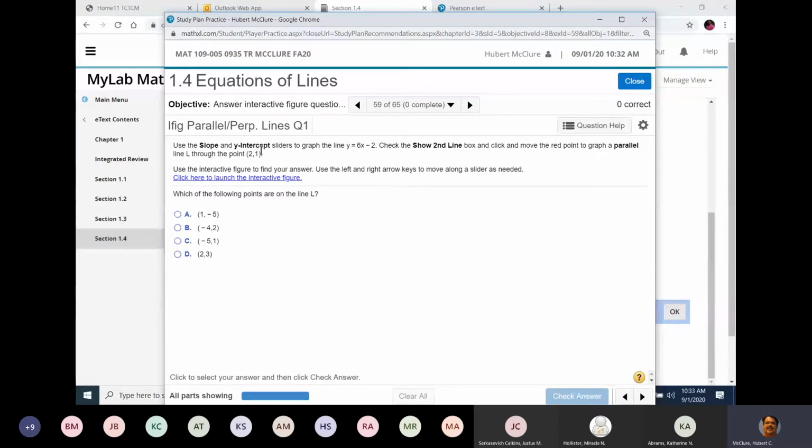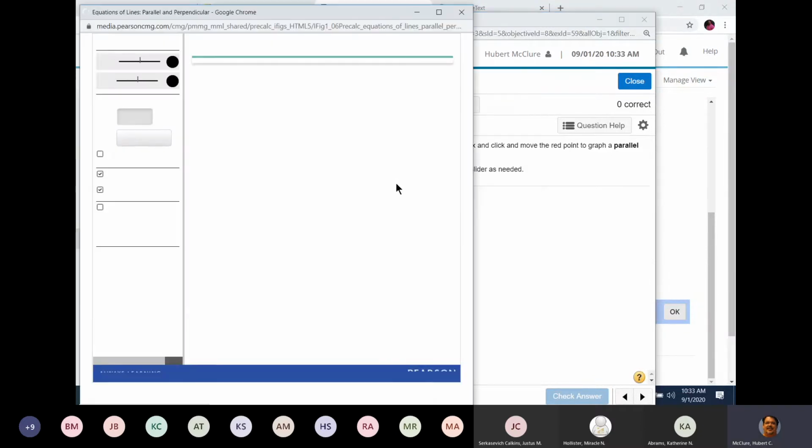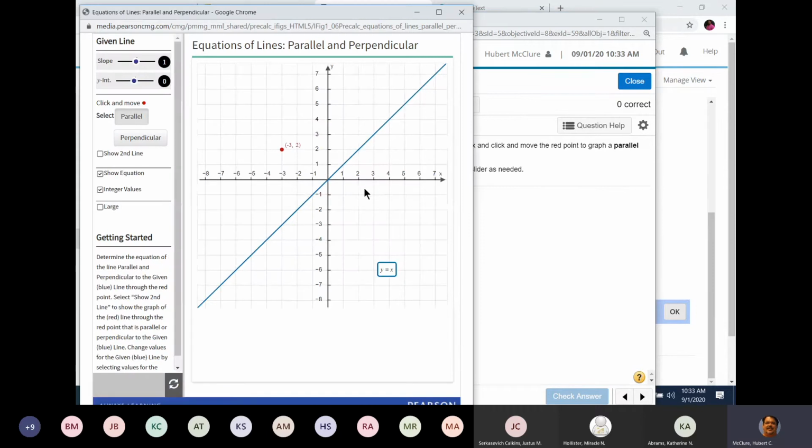Use the slope and y-intercept sliders. Sliders? Ooh, interactive. Ooh, look at there. That's neat. Parallel, slope, y-intercept, there's one. And then slope is, look at there. That's neat, I like that.